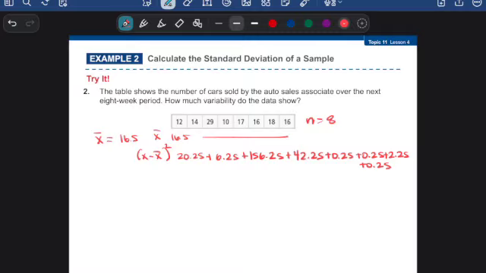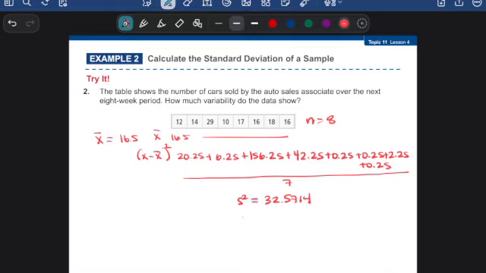Okay, add all of those up. Since this is sample data, we are not looking at the whole career of the auto salesman. We're just looking at a sample of 8 weeks. So we're going to do n minus 1, which would be 7. So we're going to divide by n minus 1. That would give us a sample variance of 32.5714 approximately. There's some more decimals after that.